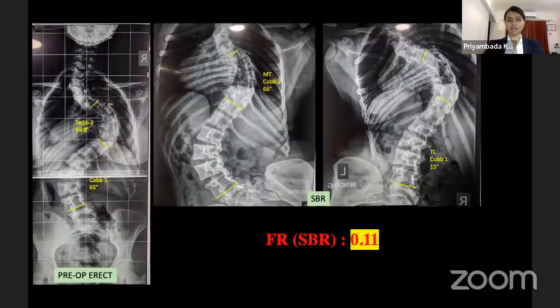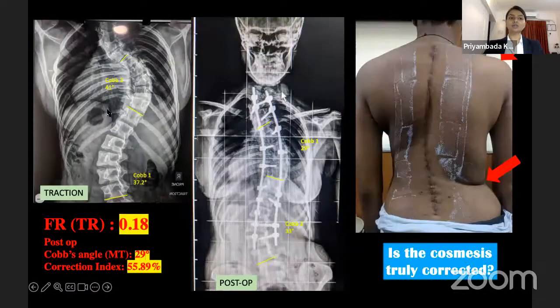Now, when you look at these radiographs, the first thing that comes to our mind is the correction of the curve magnitude, as seen on the pre-op X-ray and then on the side bending X-ray, and again on the traction X-ray. Even when we look at the post-operative X-ray, the first thing that we see is the amount of curve magnitude that is corrected.